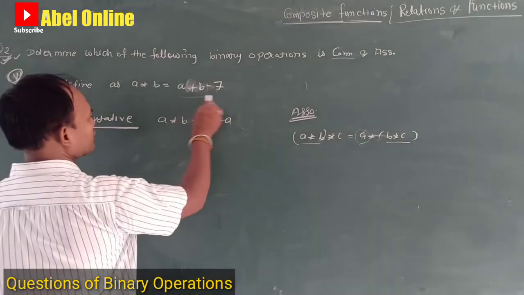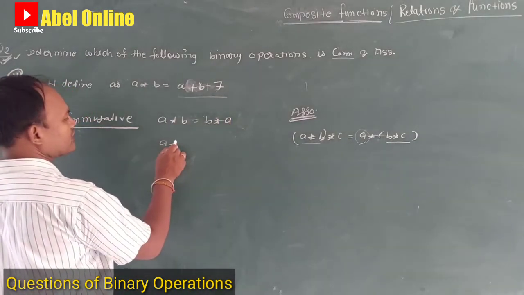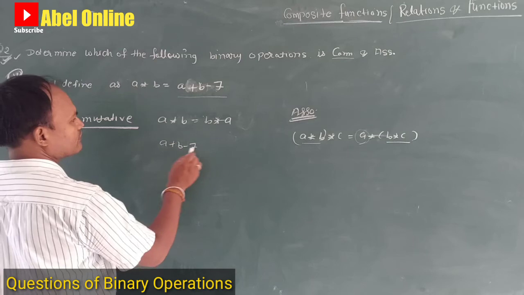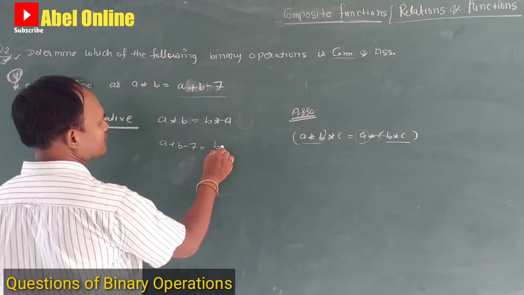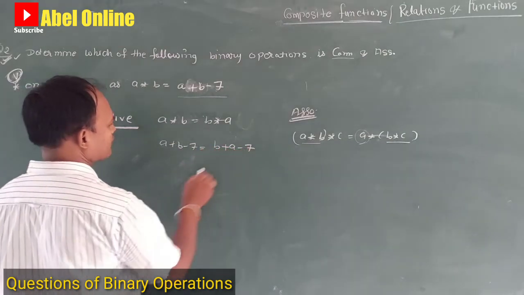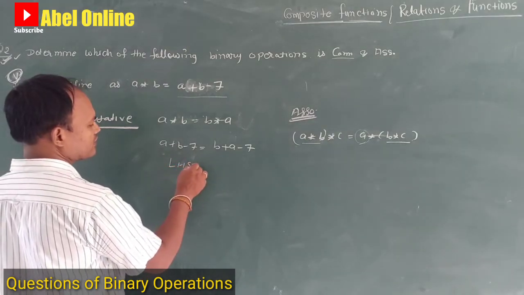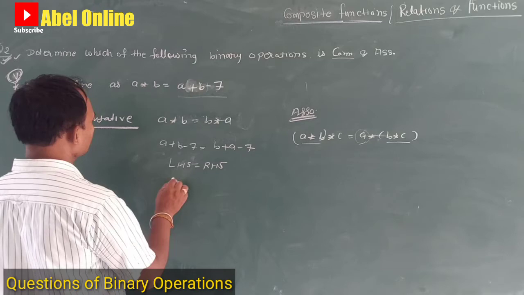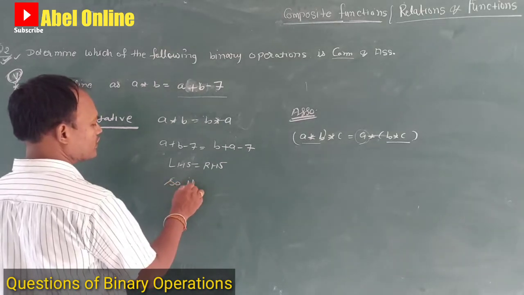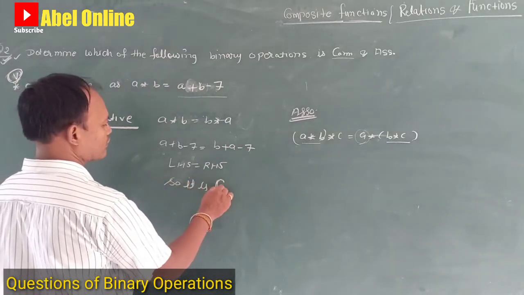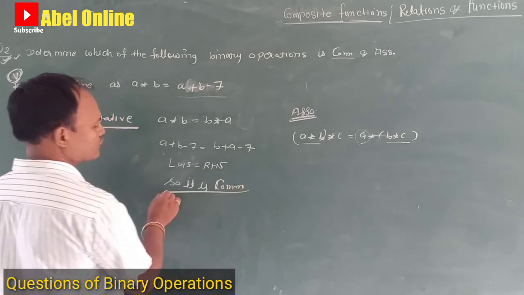Now this is commutative. A star b means a plus b minus 7 and b star a means b plus a minus 7. So a plus b minus 7 equals b plus a minus 7, LHS is equal to RHS. So it is commutative.